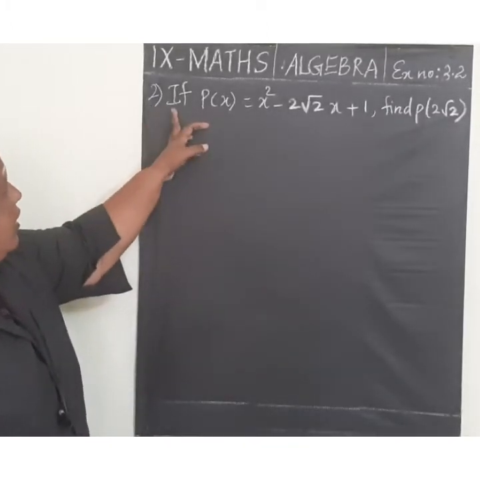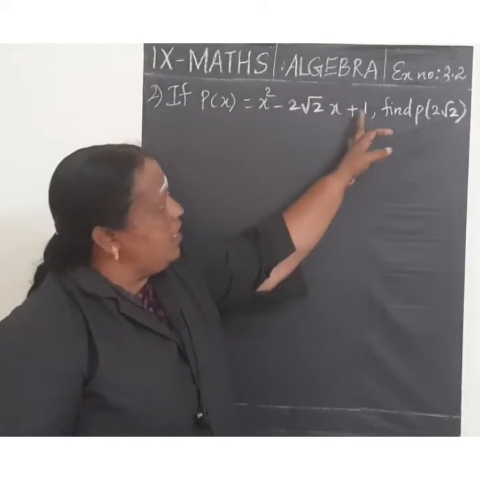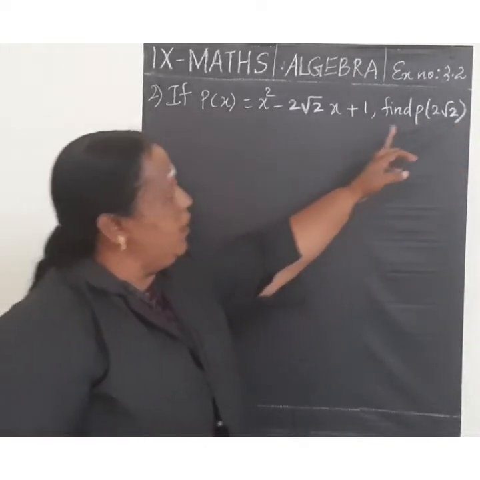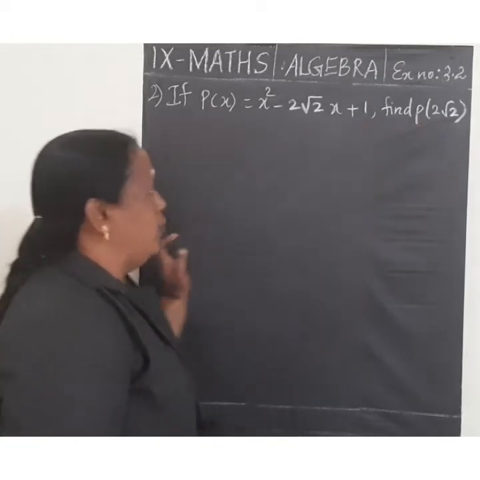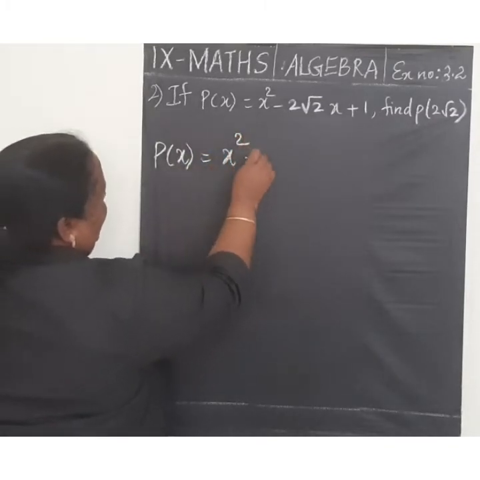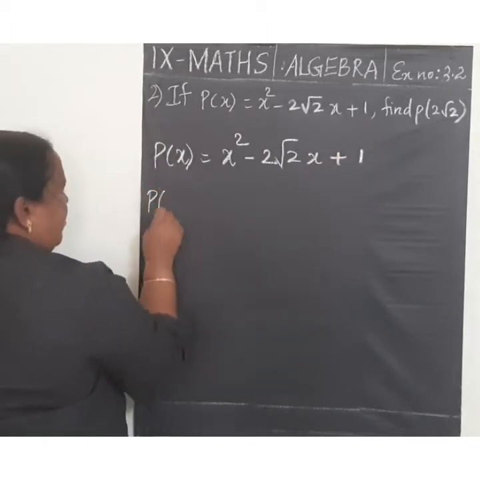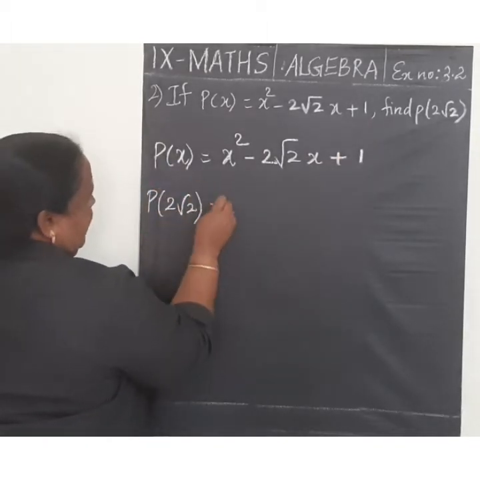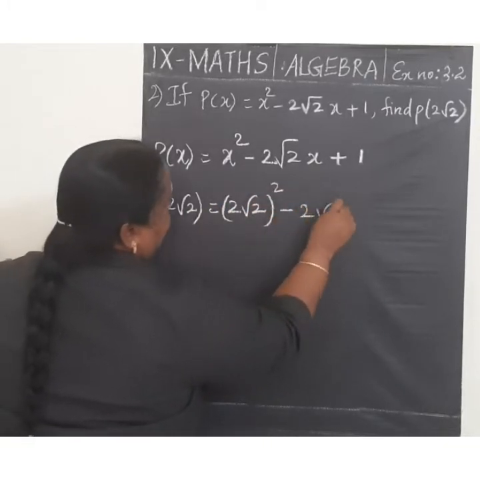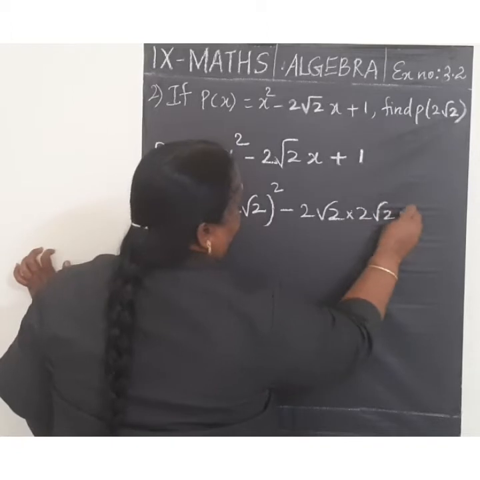Next, second question. If p of x is equal to x square minus 2 root 2x plus 1, find p of 2 root 2. Here they directly gave it, we have to find the value for p of 2 root 2. So p of 2 root 2 is equal to 2 root 2 the whole square minus 2 root 2 into 2 root 2 plus 1.